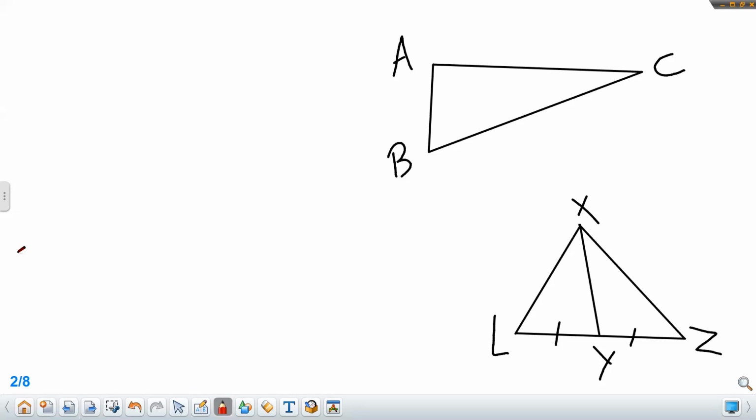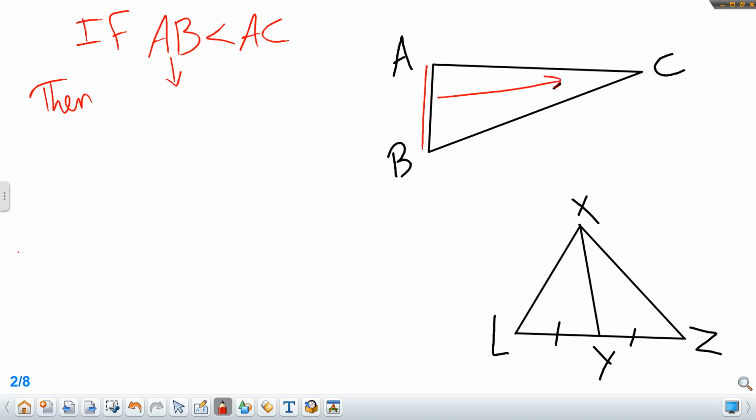Okay, so if we said AB less than AC, we can say then measure of angle opposite to AB. Which of the three angles is opposite to AB? Yes, good, it is C. So we can say measure angle C less than measure angle. Which of the three angles is opposite to AC? Yes, good, it is B. So we can say measure angle C less than measure angle B.